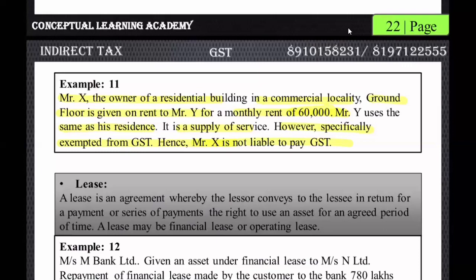I am not clear that in this example the monthly rent is 60,000 and that will be residence and it will be exempt, meaning in the same premises.